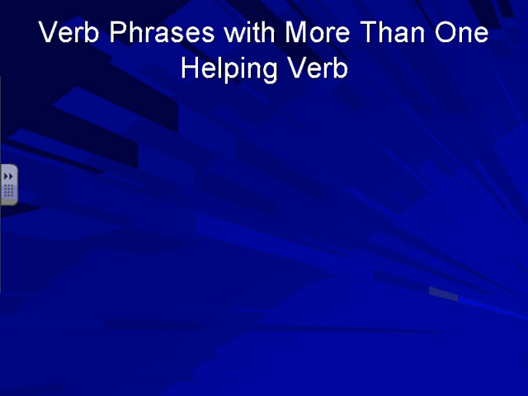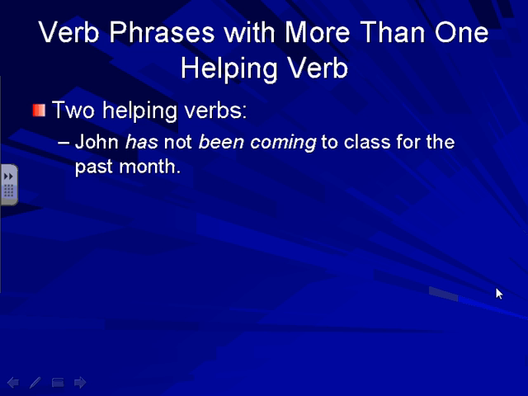Now guys, we're almost at the end of the lesson here, but before we finish, we need to consider verb phrases with more than one helping verb. And here are some examples of sentences with verb phrases containing two helping verbs. John has not been coming to class for the past month. The main verb in this sentence is coming, and the two helping verbs are has and been. So the verb phrase is has been coming.